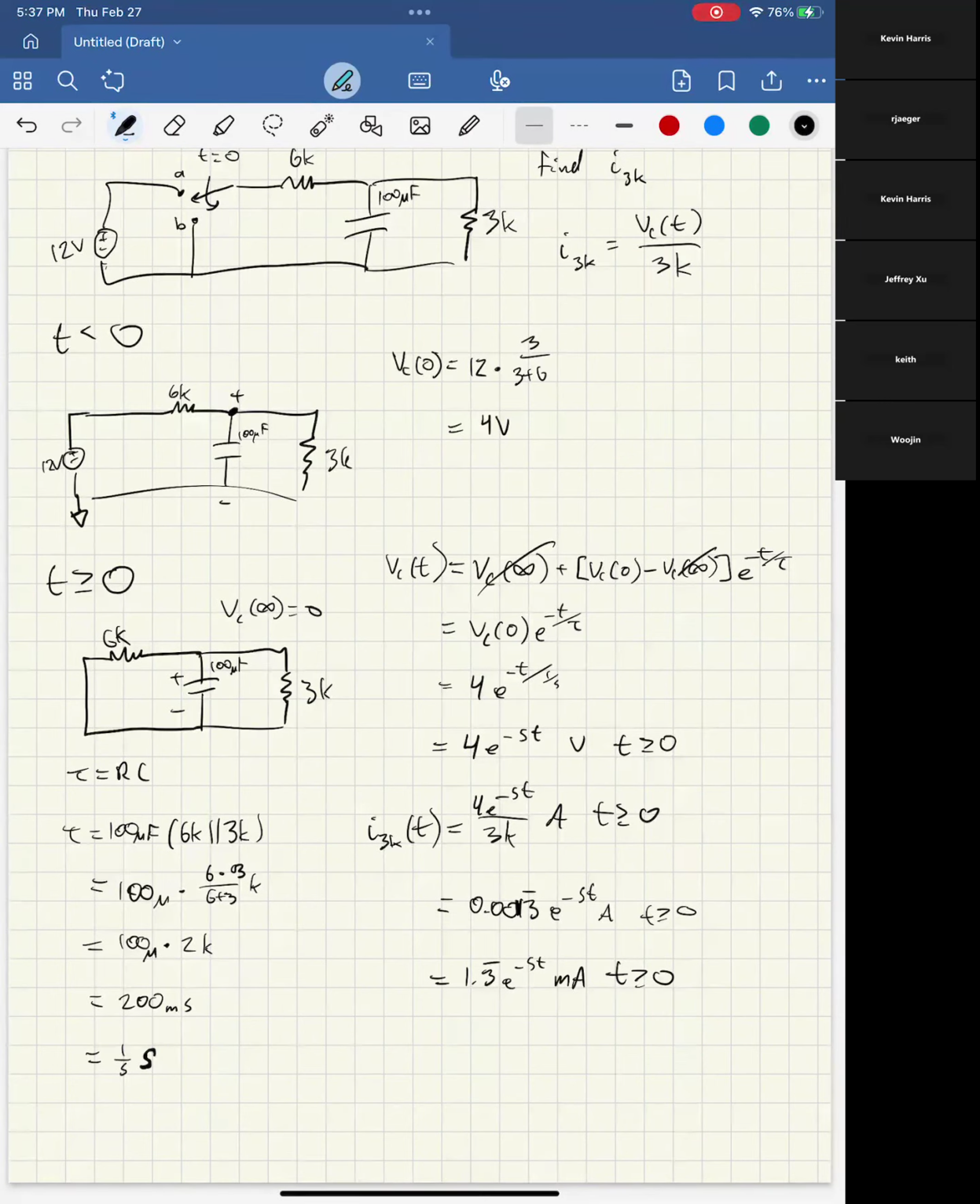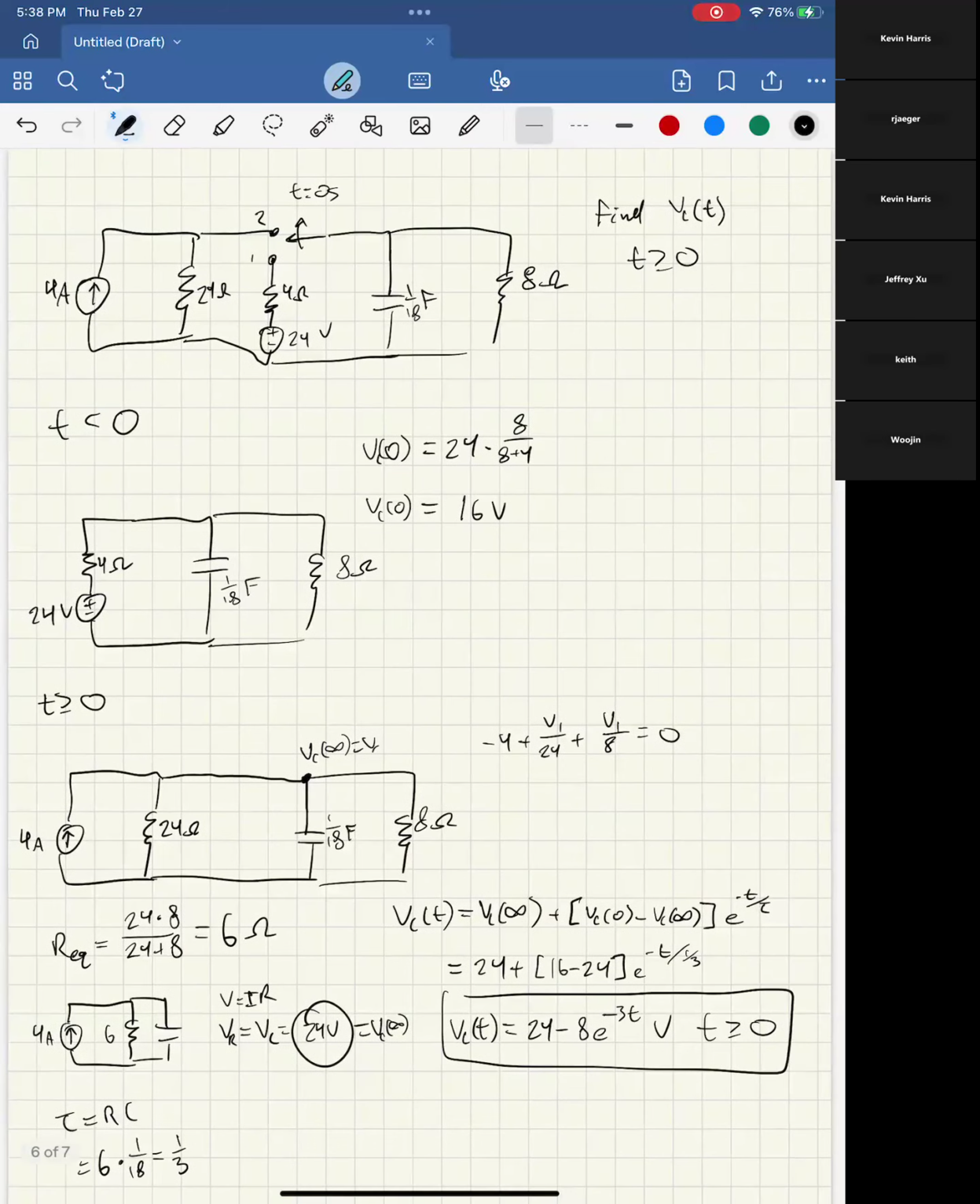What if there's a current source? I did a current source question already, right? You still treat it exactly the same. You just do the circuit before and the circuit after, and you leave the current source as a current source.